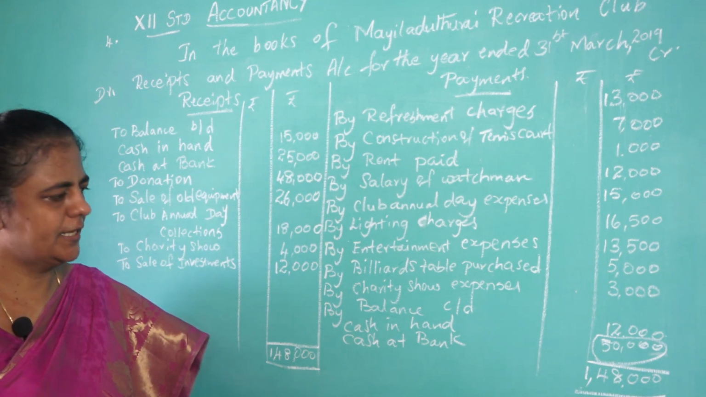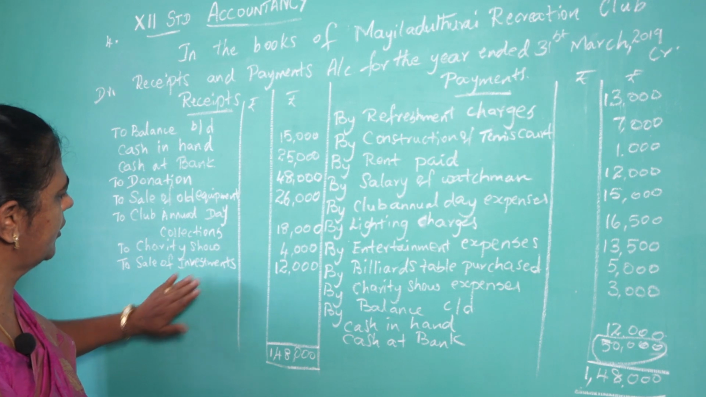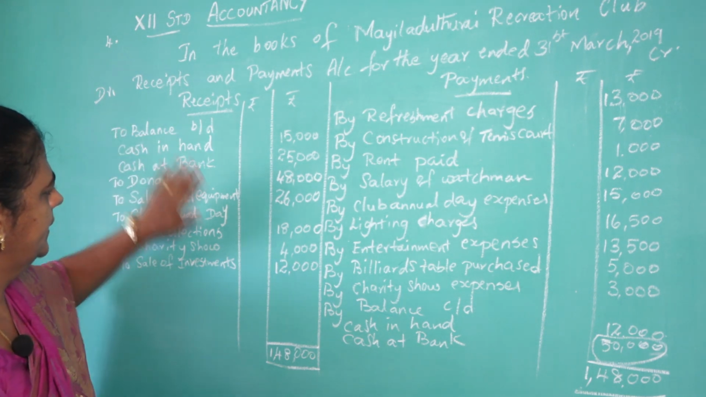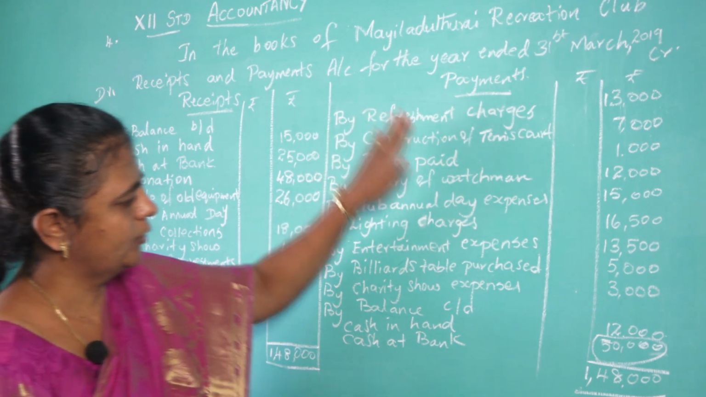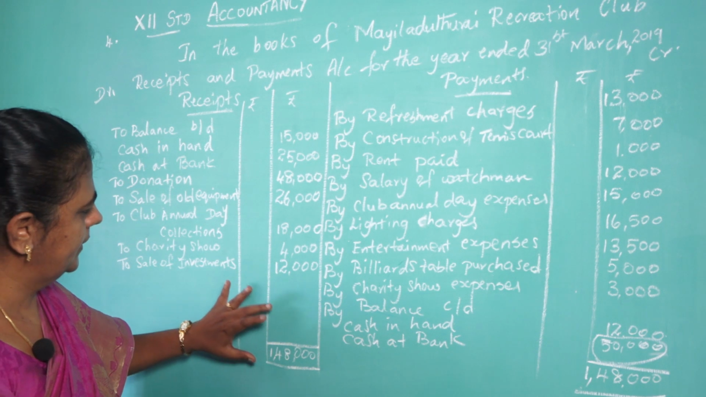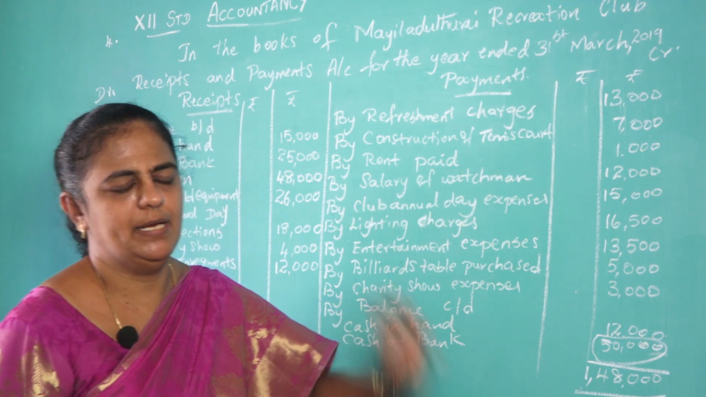Hope you understood, children. It is very simple. Just identify the receipts, what all you are receiving. First start with the opening cash in hand and cash at bank. Write all the receipts here. Write all the payments here. The difference between the debit side and credit side will give you the closing cash balance.